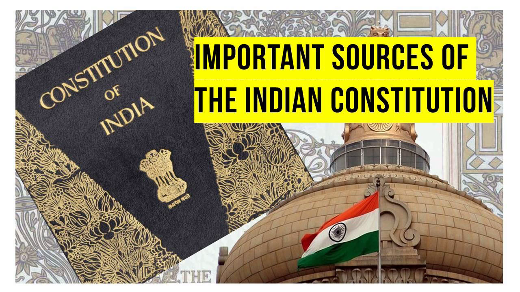Article 124(4): A judge of the Supreme Court shall not be removed from his office except by an order of the President passed after an address by each House of Parliament supported by a majority of the total membership of that House and by a majority of not less than 2/3 of the members of that House present and voting has been presented to the President in the same session for such removal on the ground of proved misbehavior or incapacity.